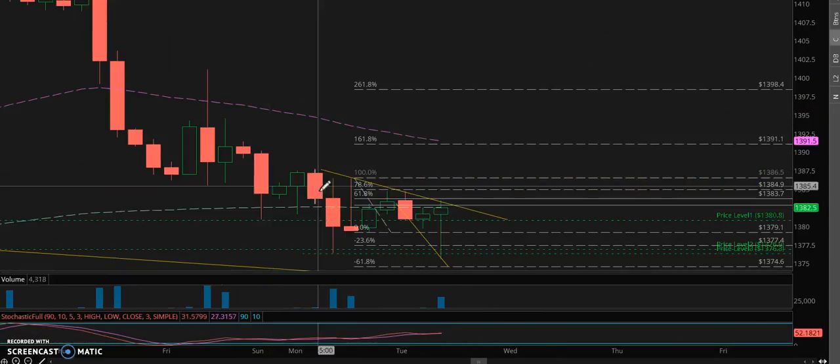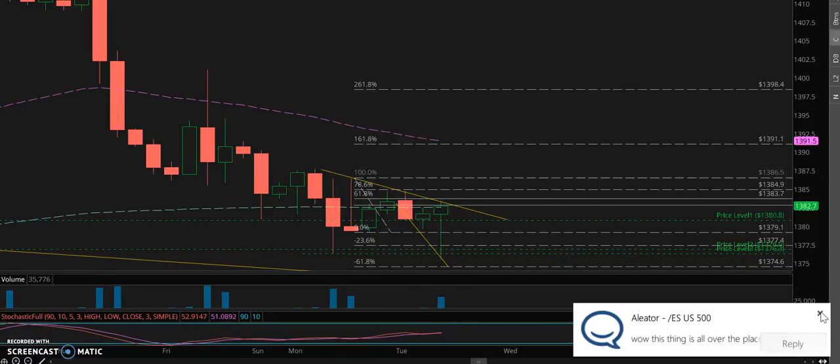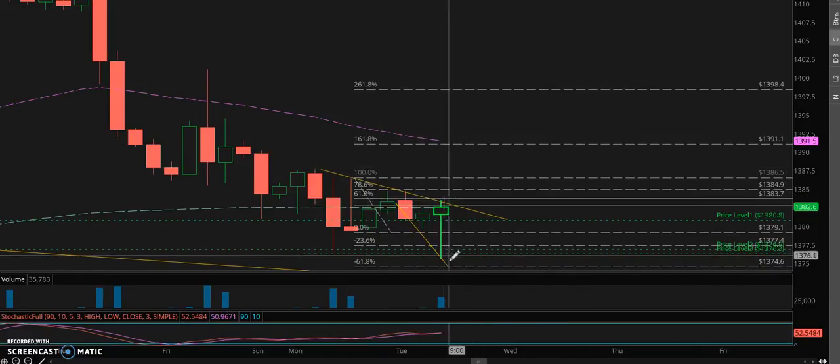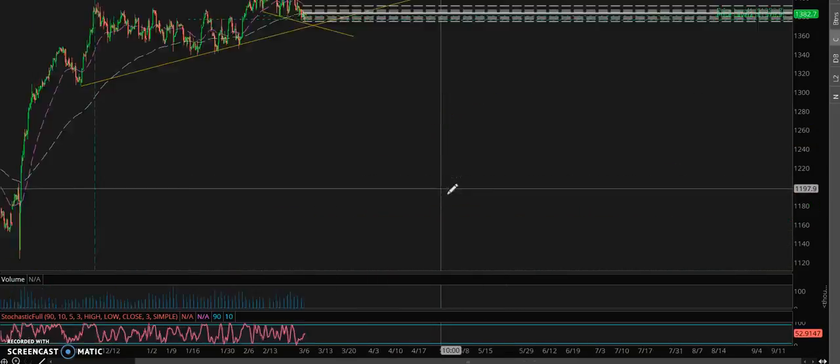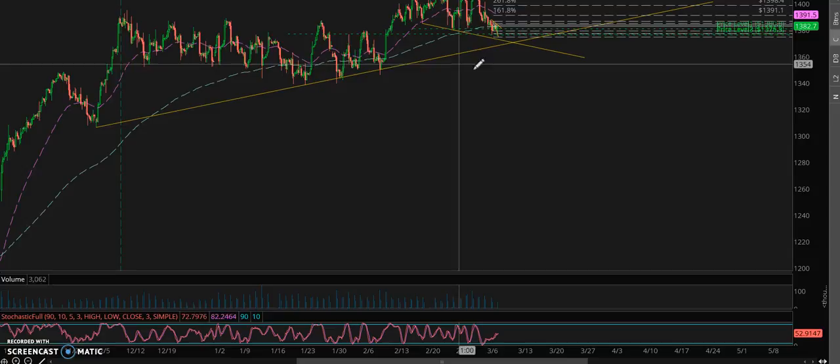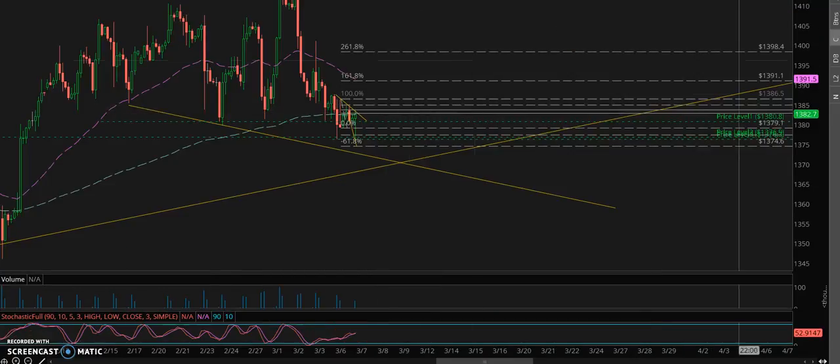Now you can see this super long wick off of those levels. That's where I ended up getting long. I still hold a short bias. I'm going to clean this up a little bit.